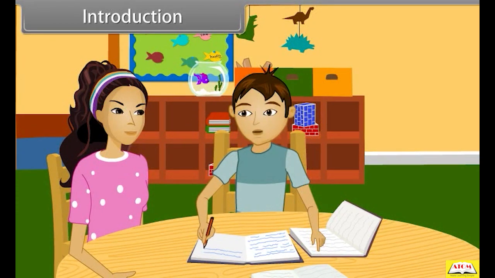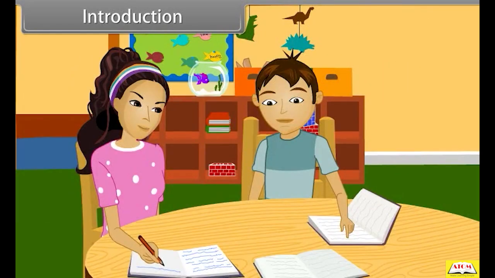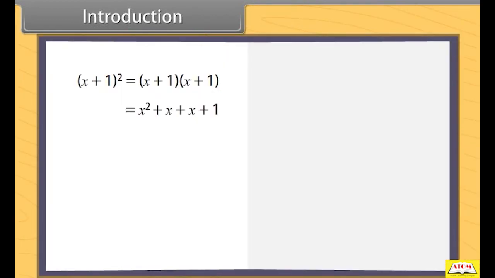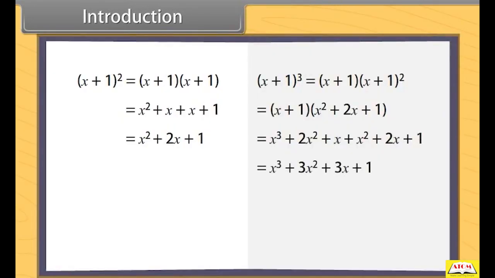Hey Suman, can you help me in expanding these expressions? Yes, sure. Show me. When we expand (x + 1)², we get x² + 2x + 1. And when we expand (x + 1)³, we get x³ + 3x² + 3x + 1.